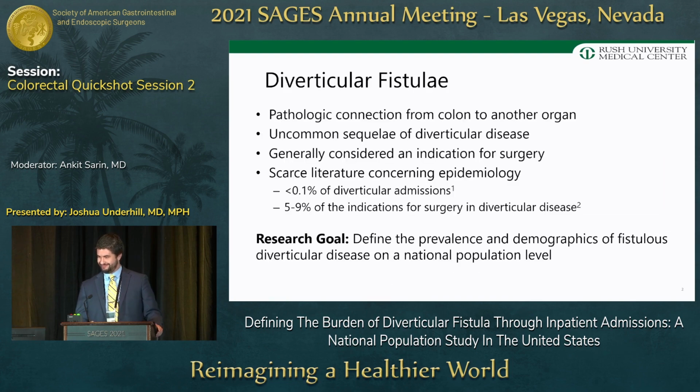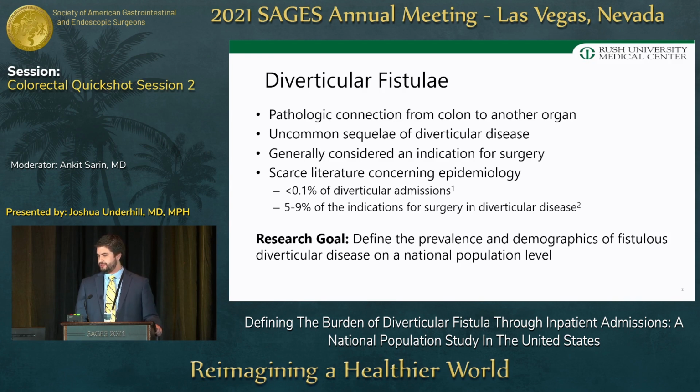Oh, there we go. All right, so a diverticular fistula is a pathologic connection from the colon to another organ, which occurs as a result of diverticular disease. This is generally considered an indication for surgery. However, the literature is pretty scarce about the epidemiology of this disease process. There's some literature that suggests it is less than 0.1% of diverticular admissions, but it could account for up to 9% of indications for surgery in patients with diverticular disease.